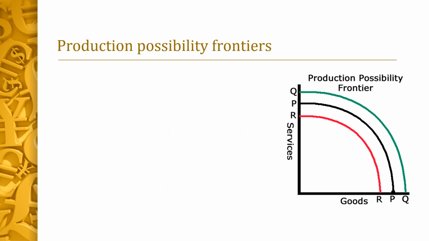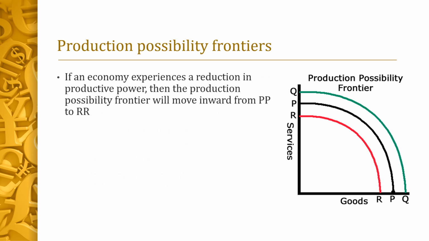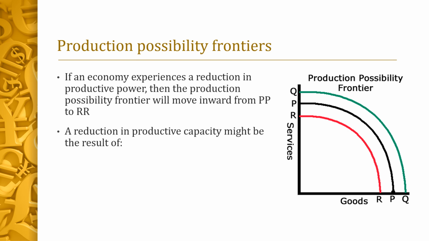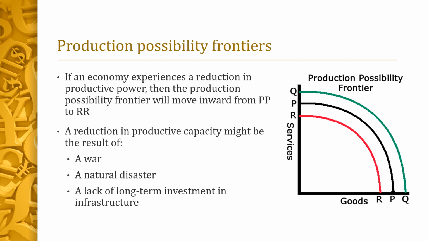If an economy experiences a reduction in productive power, then the production possibility frontier will move inward from PP to RR. A reduction in productive capacity might be the result of a war, a natural disaster, or something more avoidable like a lack of long-term investment in infrastructure.